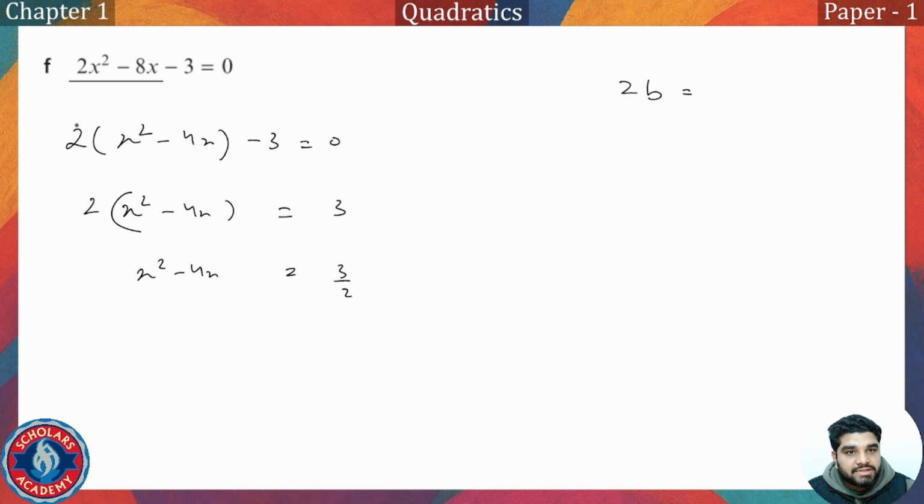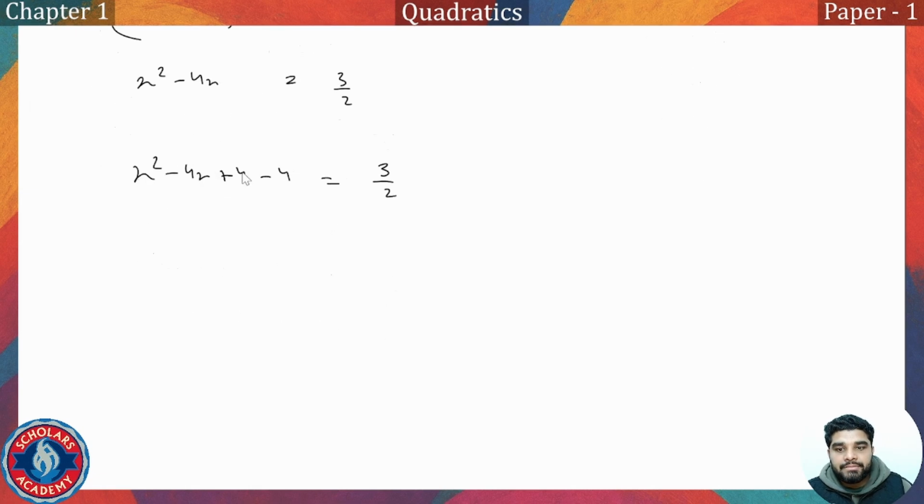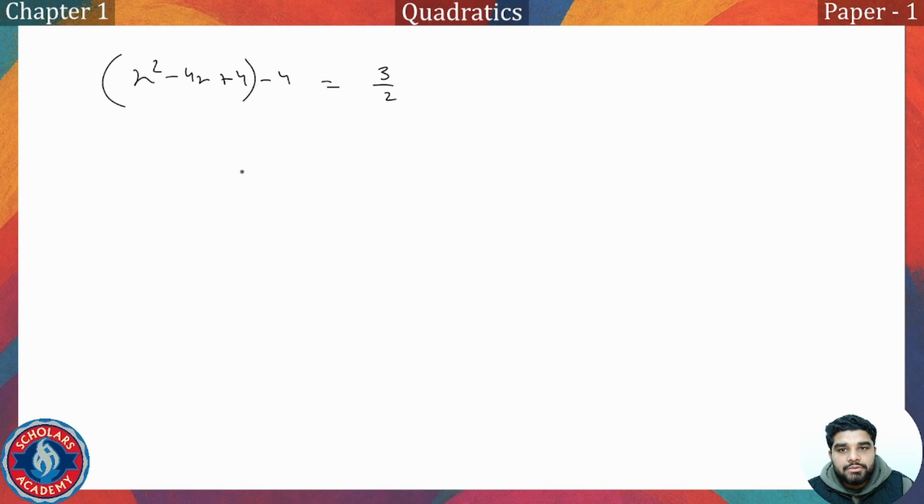So 2b is equal to 4, b is equal to 2, b square is equal to 4. So we'll add 4 and subtract 4. x square minus 4x plus 4 minus 4 is equal to 3 by 2. Alright. So this will give us a whole square.